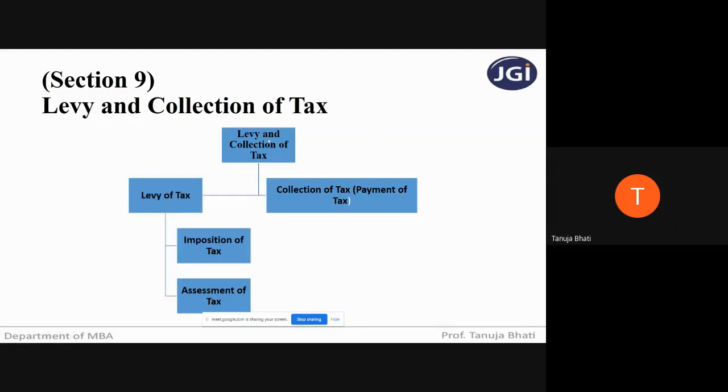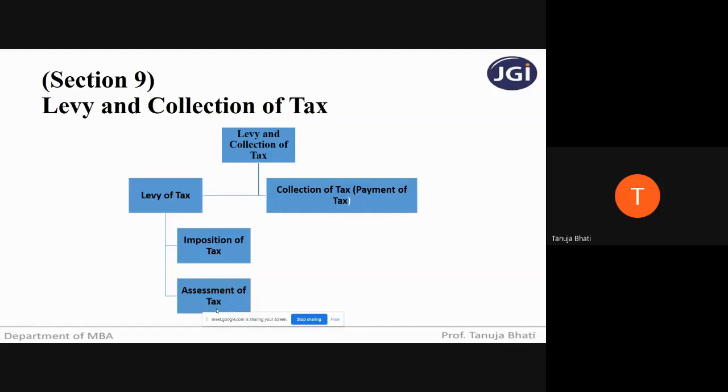So here you can see levy and collection of tax is divided into two. Levy of tax is separate and collection of tax is separate. Now, why is levy separate and collection of tax separate? First, let us understand what is levy of tax. Levy of tax is nothing but imposition of tax and assessment of tax. So levy means imposition as well as assessing the tax.